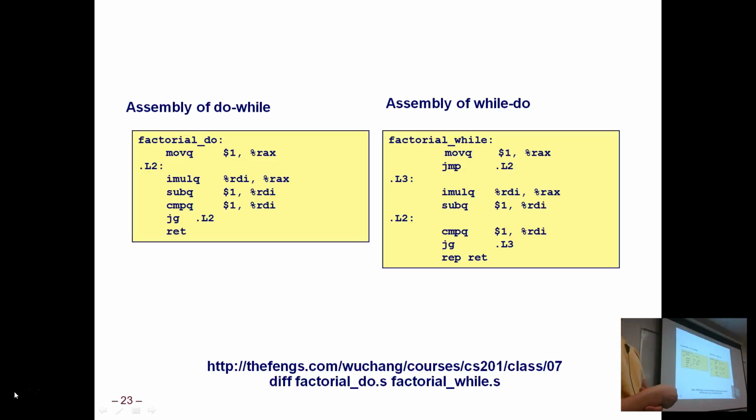If you compile both of these, you get what we saw before, but in the while-do, after you initialize result to 1, you jump unconditionally to L2, and L2 will check the condition, and then conditionally branch back up to L3 in this loop. So technically, do-while is more efficient? Do-while avoids this initial branch, but it changes the function of the code.